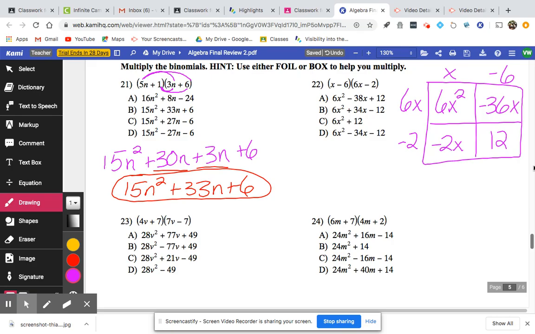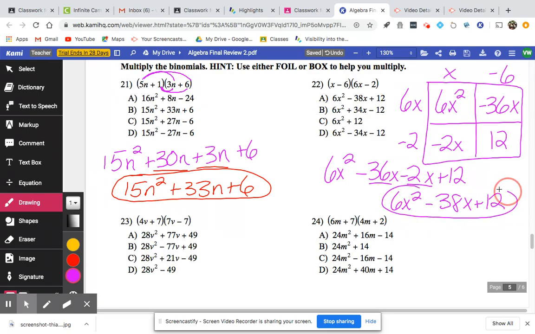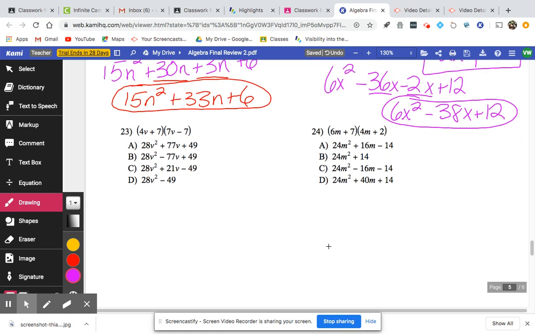So I copy down what I see in the boxes. So I've got a 6x squared minus 36x minus 2x plus 12. That's just what I see in the box. Now you combine your like terms, so the stuff in the middle, in other words. You get 6x squared minus 38x plus 12, which is what, letter A? Yeah, letter A. All right, 23 and 24.